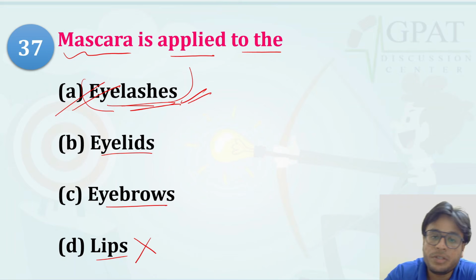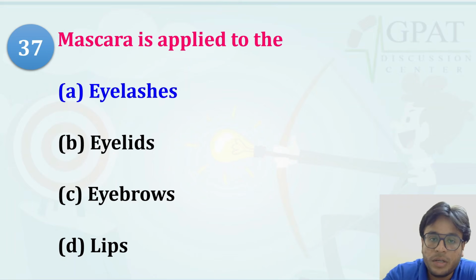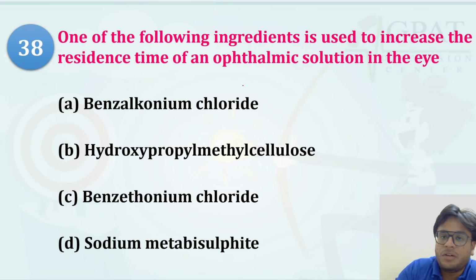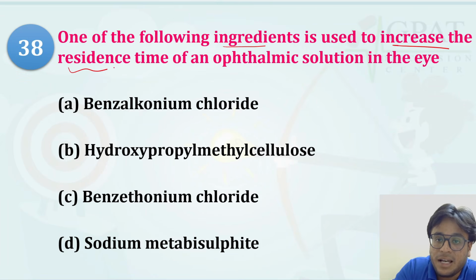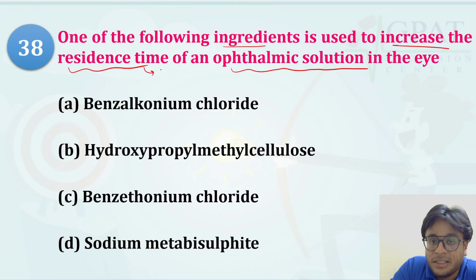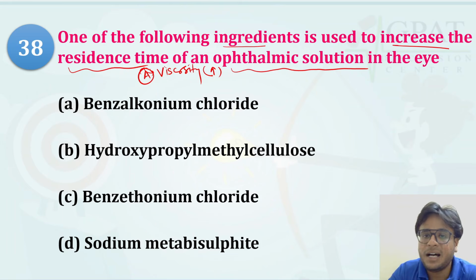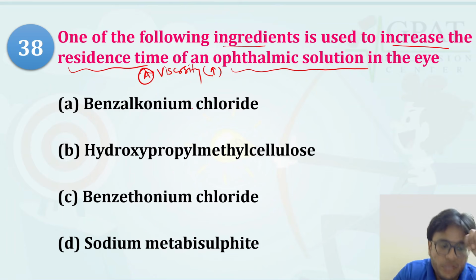So A is going to be the option, not the eyelid, not the eyebrows. Okay, so moving towards our next question. One of the following ingredients is used to increase the residence time of the ophthalmic solution. So if the residence time is increasing, the ingredient must be increasing the viscosity of that formulation. That particular ingredient is mainly increasing the viscosity of the given formulation.